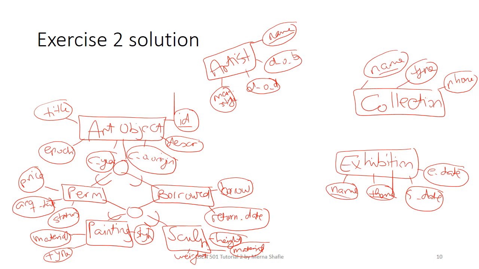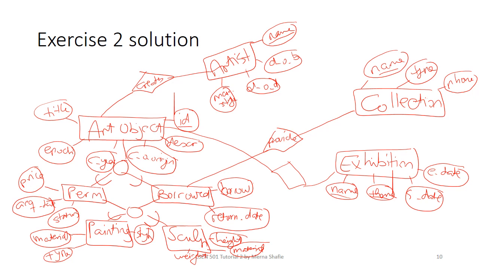Okay. طيب, let us بقى start drawing the relationships. عندنا what types of relationships؟ عندنا ما بين ال artist and the art object عشان ال artist creates the art object. عندنا ما بين الكولكشن والborrowed art objects ان الكولكشن دي provide this borrowed art object. وعندنا الاكزيبيشن in which different art objects are presented. So we present the different art objects in different exhibitions.